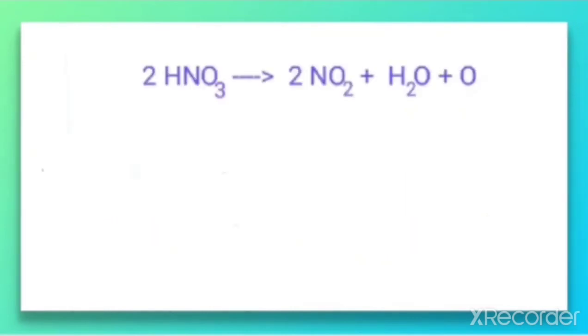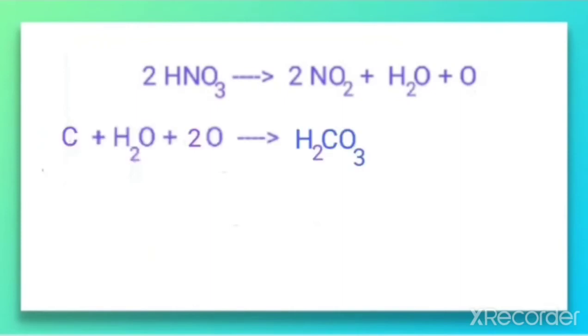So first we will write the reduction reaction, which is common for all. Here carbon is converted into carbonic acid. So the reaction will be C plus H2O plus O gives H2CO3. I told you this is common for all, that is plus H2O plus O. But depending upon the formula of the acid, you need to do the balancing. So when you balance it, you will get this equation.